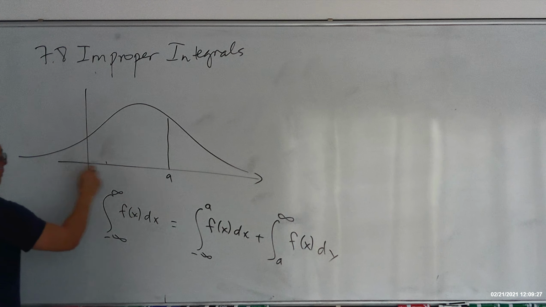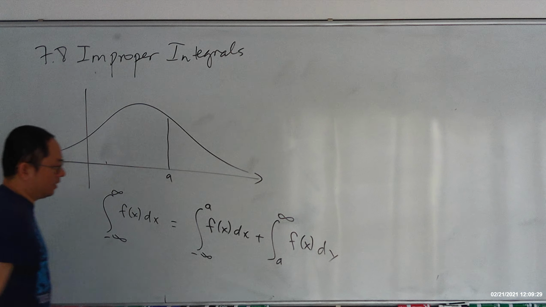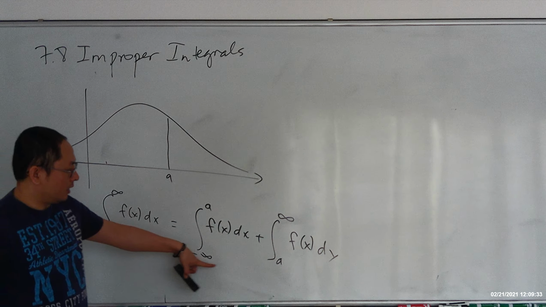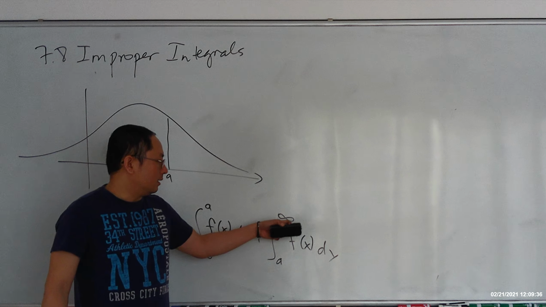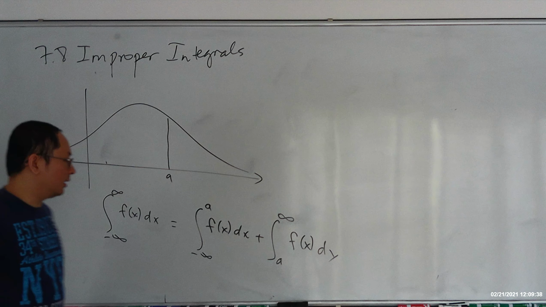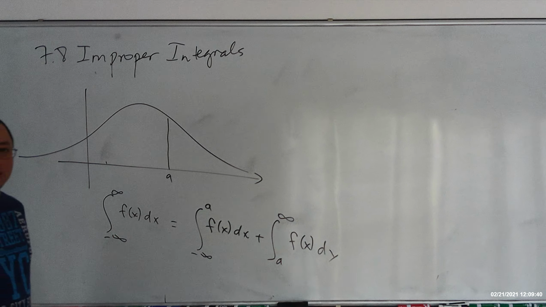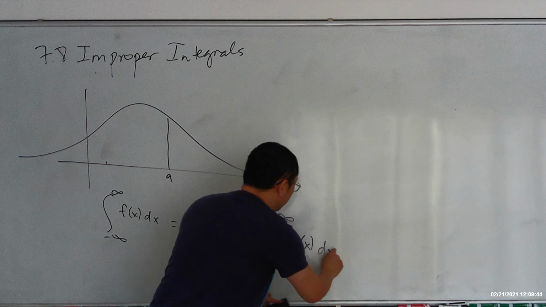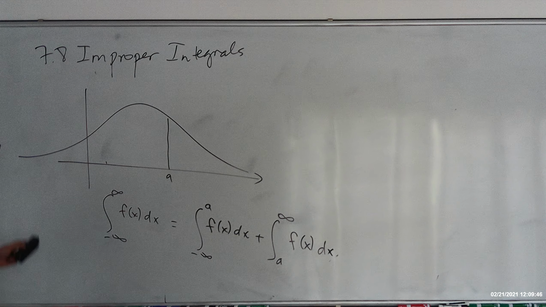Calculate the area from negative infinity to a, and then from a to positive infinity. For this one, take the limit as the lower bound goes to negative infinity, and for this one, take the limit as the upper bound goes to positive infinity. You add them up. So you have to do two limits to get to the answer. Okay? And that was the first type.